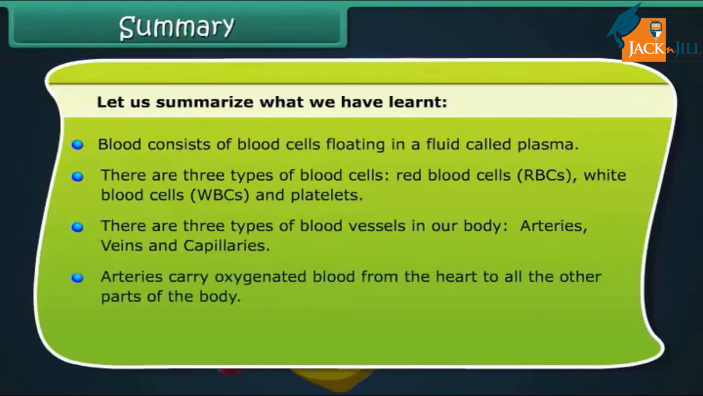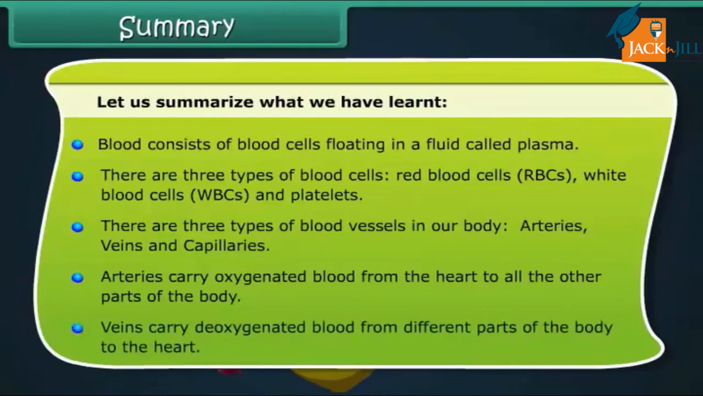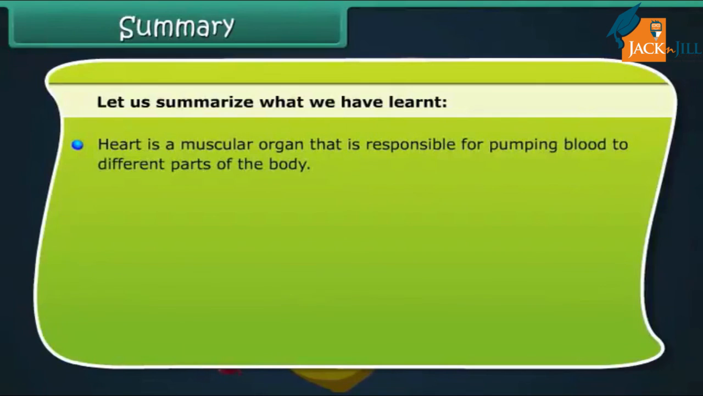Arteries carry oxygenated blood from the heart to all the other parts of the body. Veins carry deoxygenated blood from different parts of the body to the heart. Heart is a muscular organ that is responsible for pumping blood to different parts of the body.